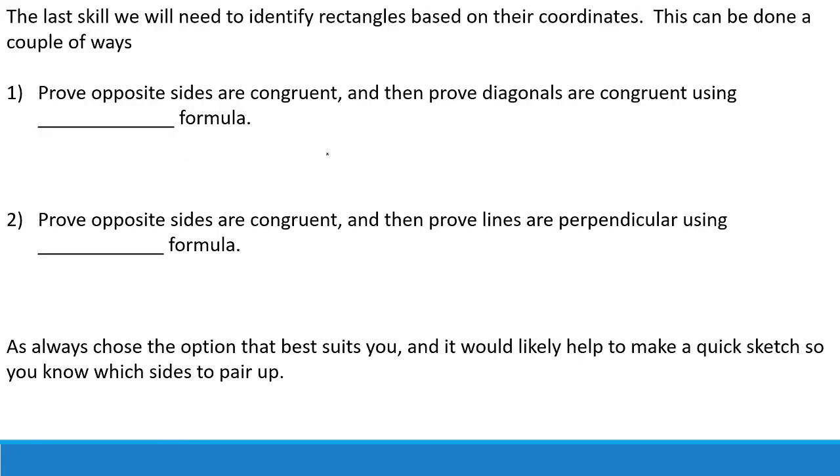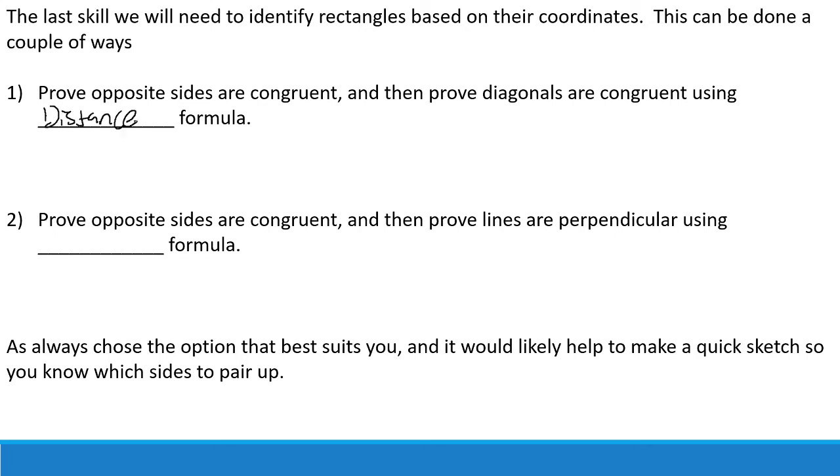Now, this last little bit here is probably going to be the bulk of the difficulty. So if we want to prove that points on a graph make a rectangle, there's two ways we can go about it. You can prove that the opposite sides are congruent, and then prove that the diagonals are congruent using the distance formula.